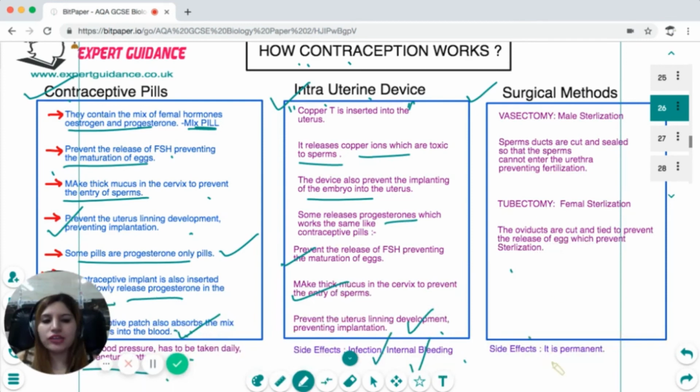Then we have the permanent contraception, which is mostly taken by people who already have kids. They do surgical methods, which are vasectomy, which is the male sterilization, and tubectomy, which is the female sterilization. In vasectomy, the sperm ducts are cut and sealed so that sperms cannot enter the urethra, which prevents fertilization. And in tubectomy, the oviducts are cut and tied to prevent the release of the egg, which prevents fertilization. The side effect of this is that it is permanent, so you cannot get your fertility back. But with contraceptive pills, you can stop the pills and the hormone levels can return to normal. And with intrauterine devices, you can remove the device and then the fertility is restored.